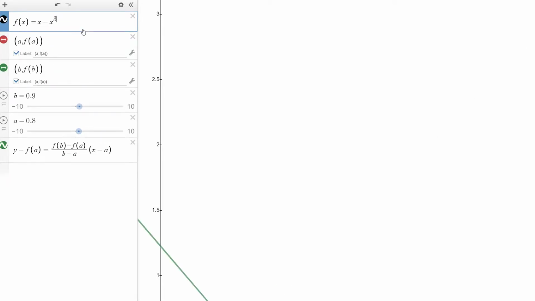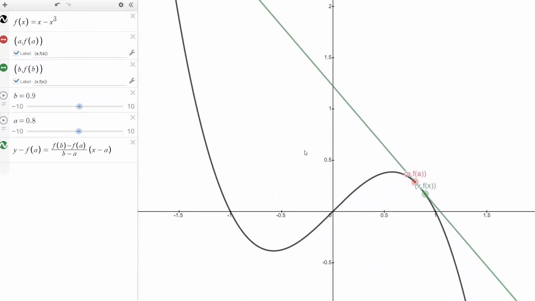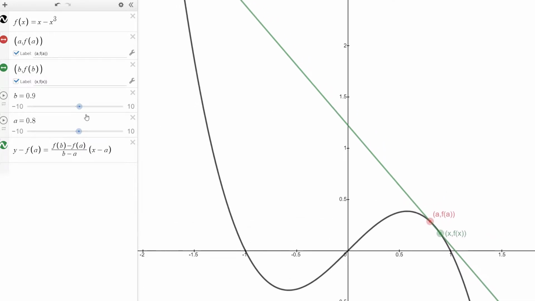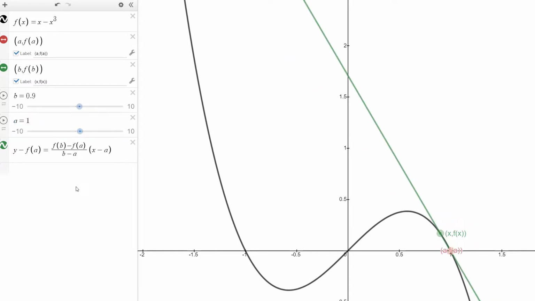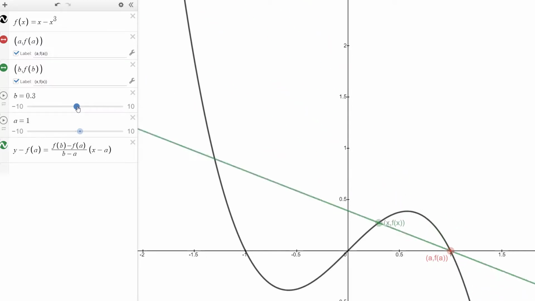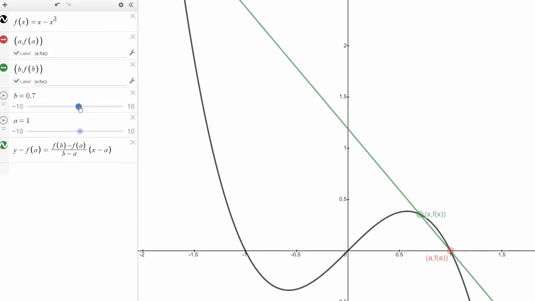I want to show you how to create your own applet, essentially, or your own Desmos graph. So the black curve there is x minus x cubed, a pretty beautiful curve. And our anchor point, a comma f of a, is actually at 1. So I'm going to change this a value right here to be a of 1. And then all we want is our x values, which I call b comma f of b in this situation. I want to allow those to get closer and closer to x equals 1.